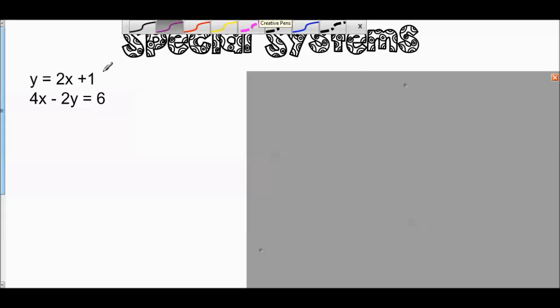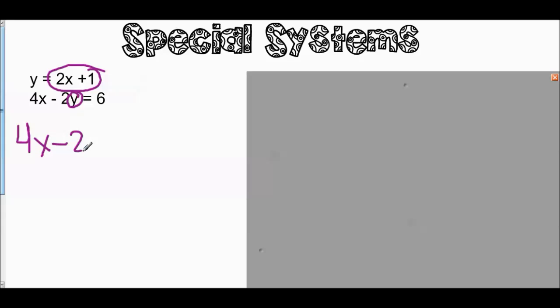So I'm going to substitute in my bubble. 2x plus 1 is the same thing as y, so I can substitute that in there. So I have 4x minus 2 times 2x plus 1 equals 6. There's my super equation. I'm going to solve it. I'm going to start by distributing that -2.